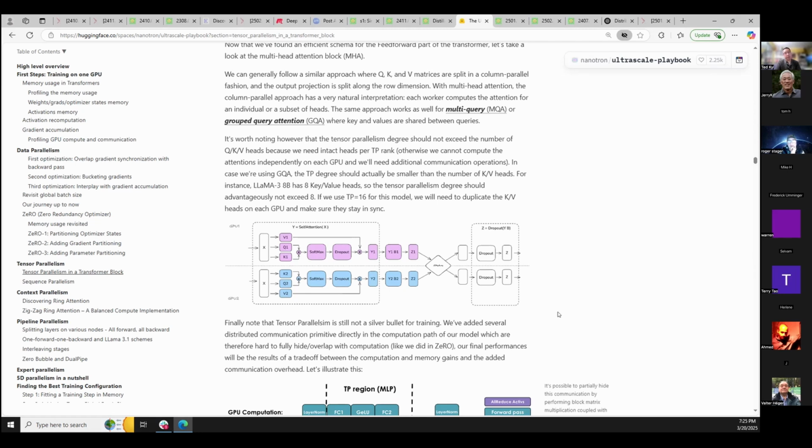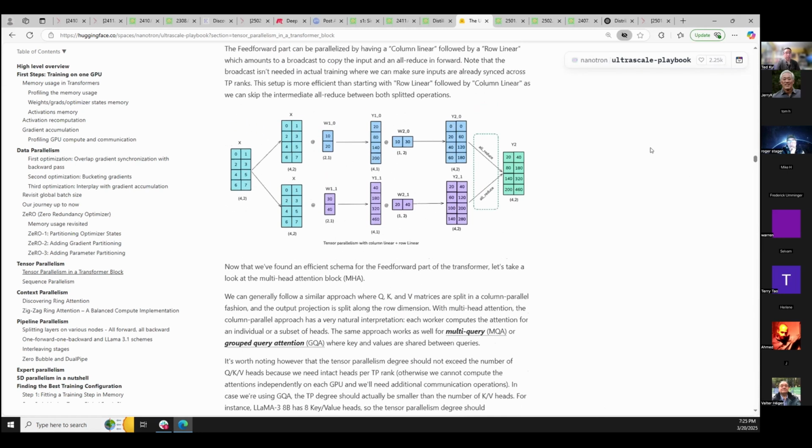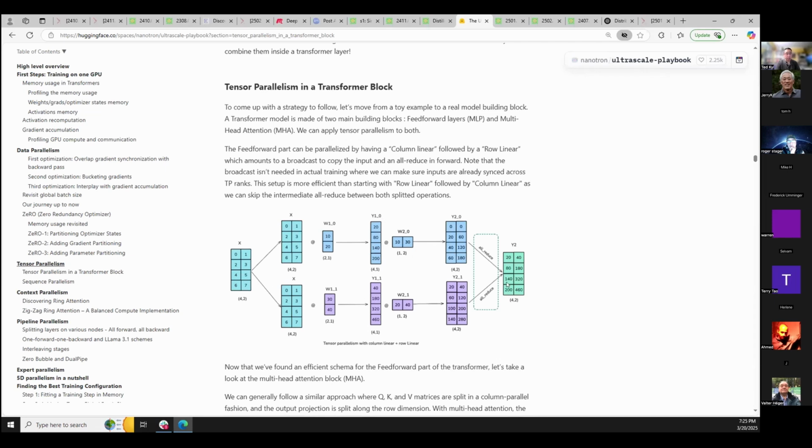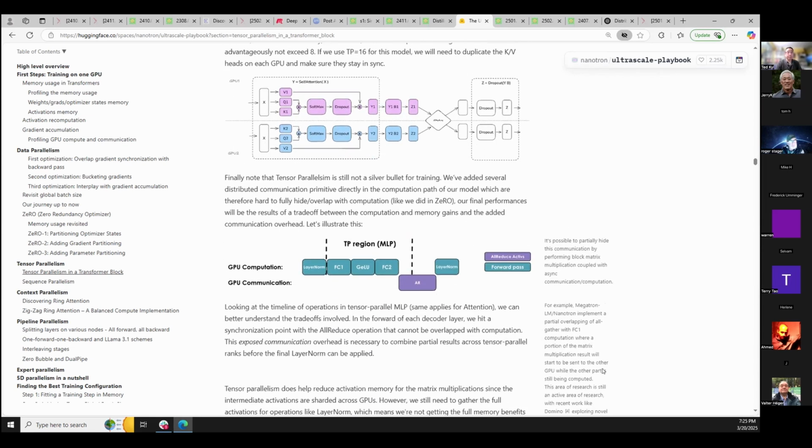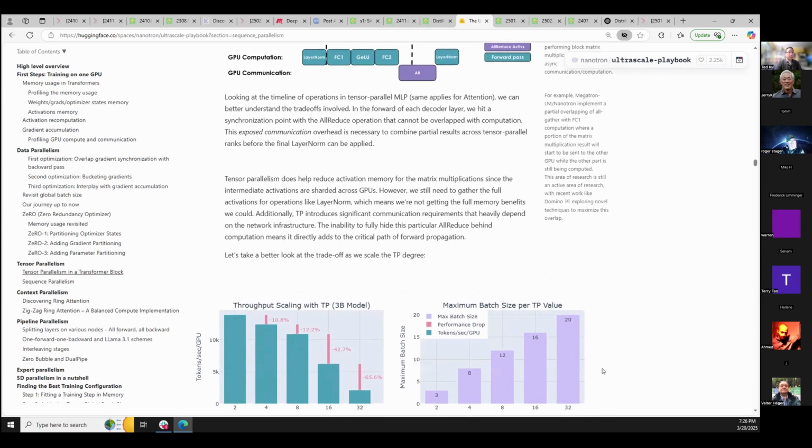So this diagram tells you how you should handle the MLP portion: this portion column, this portion row. But for the heads, as long as you're doing less than or equal to the number of heads you have, it's really very little work, since the heads are already operating fully independently.